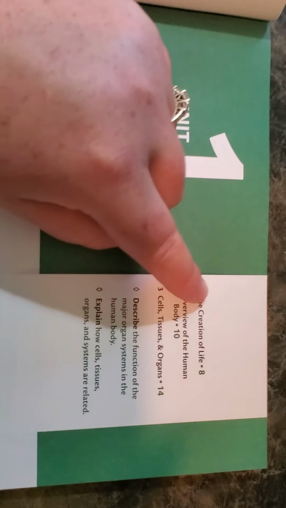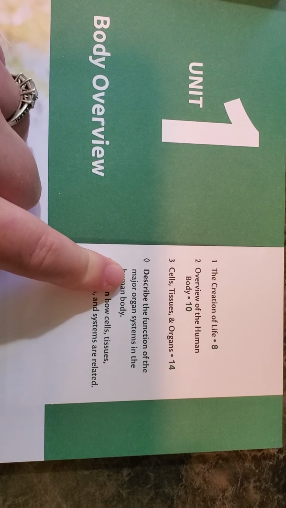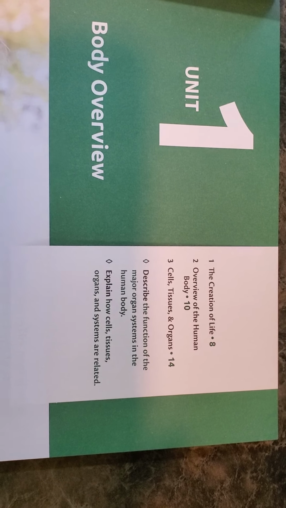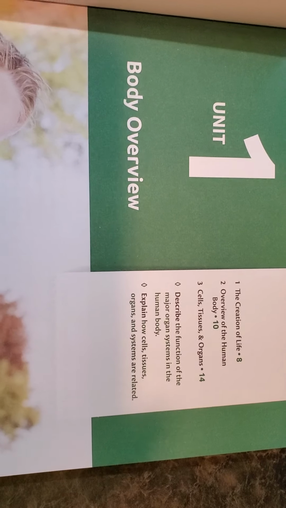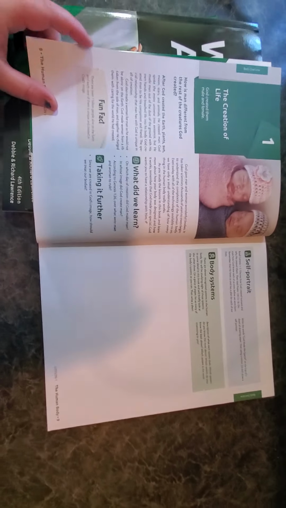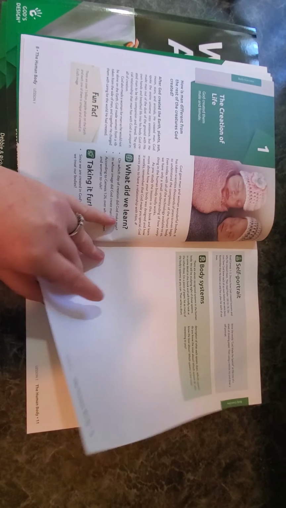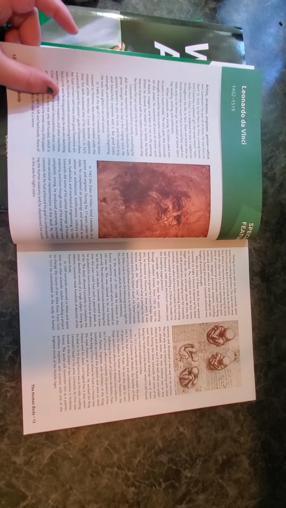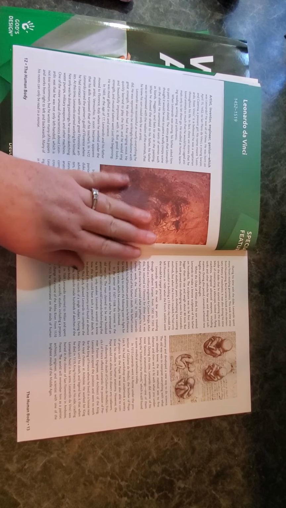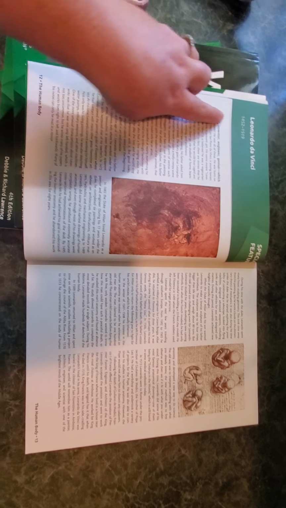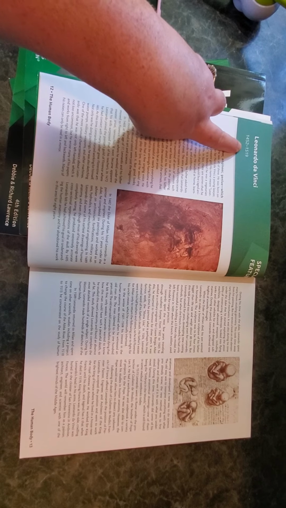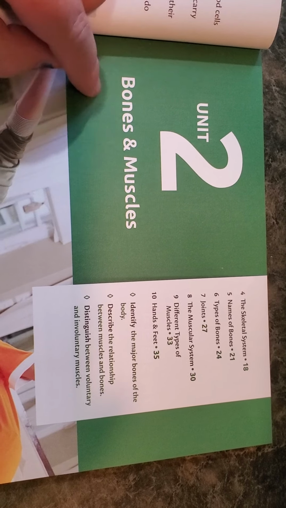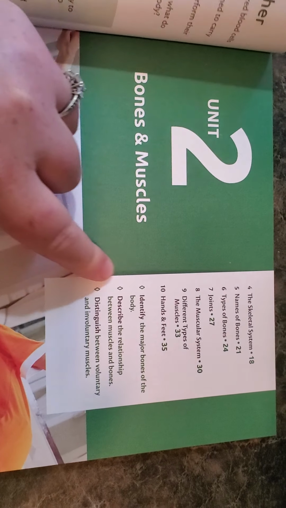Alright, so unit 1. Here's your lessons. They should be able to describe the function of the major organ system in the human body. Explain how cells, tissues, organs, and systems are related. And then look at the babies. So cute. Alright, and then here's a special feature of Leonardo Da Vinci. And it tells that he lived from 1452 to 1519. That's a long time.